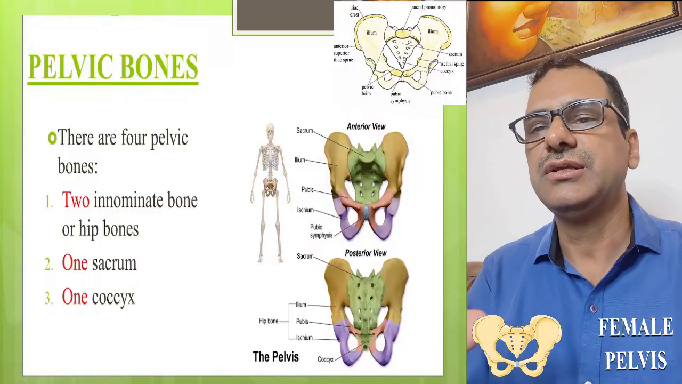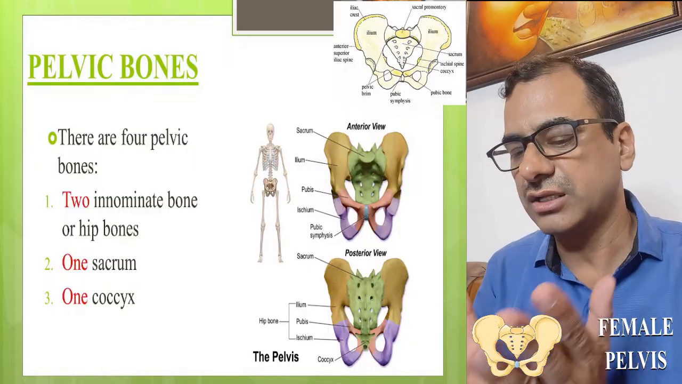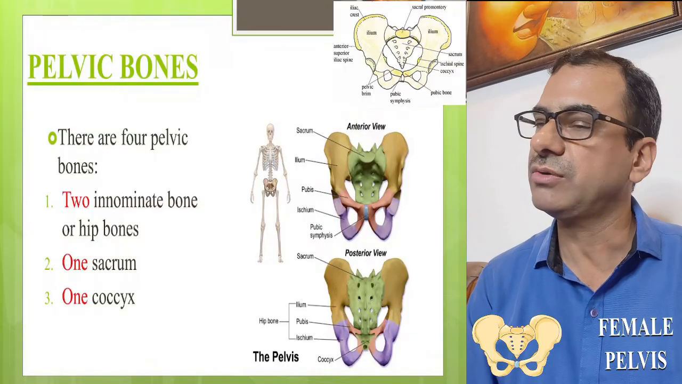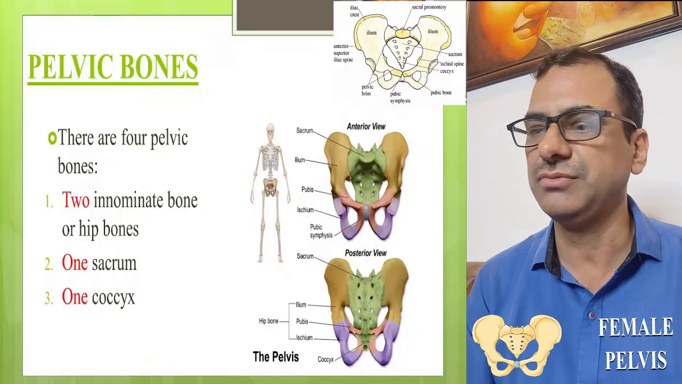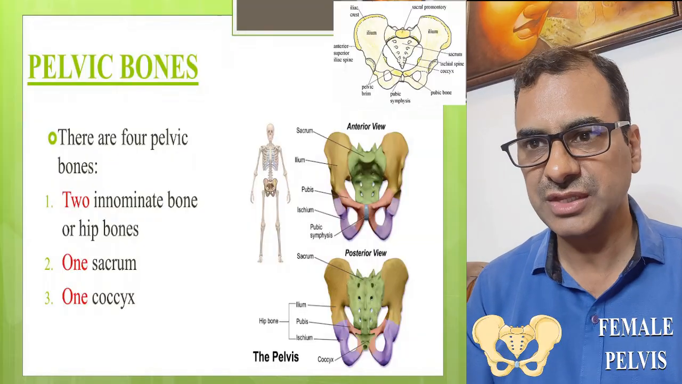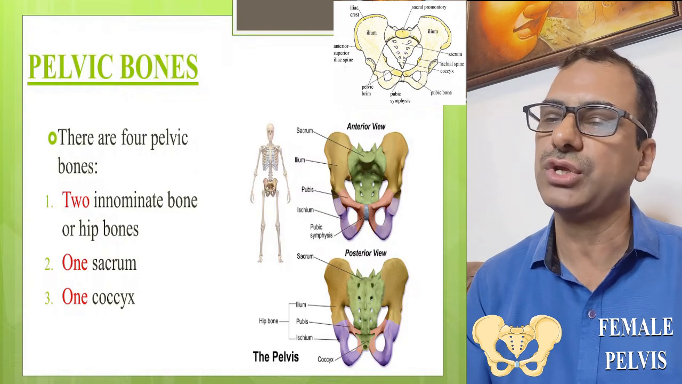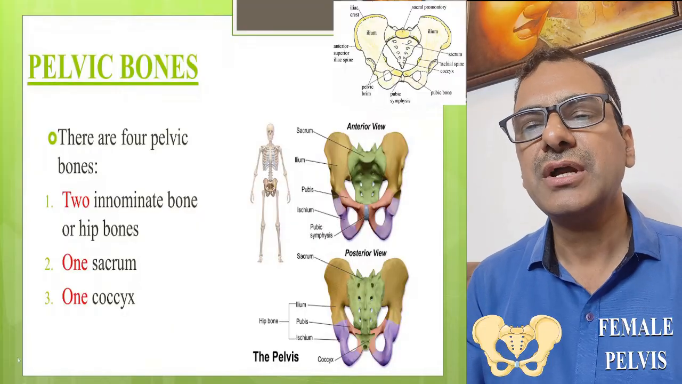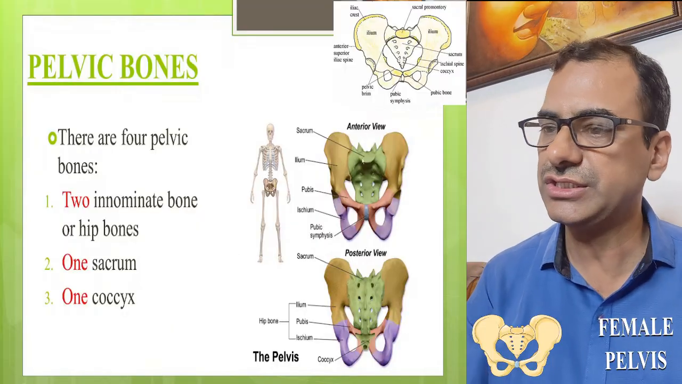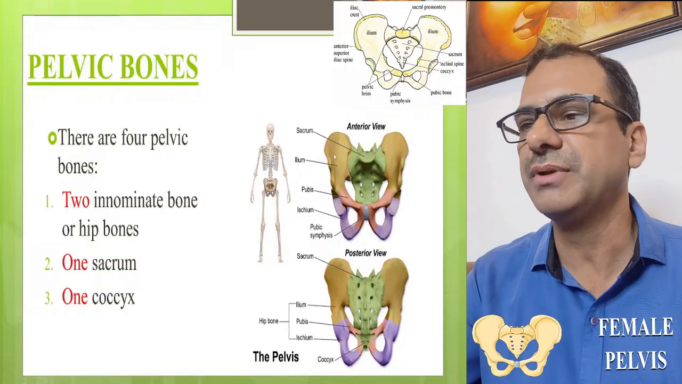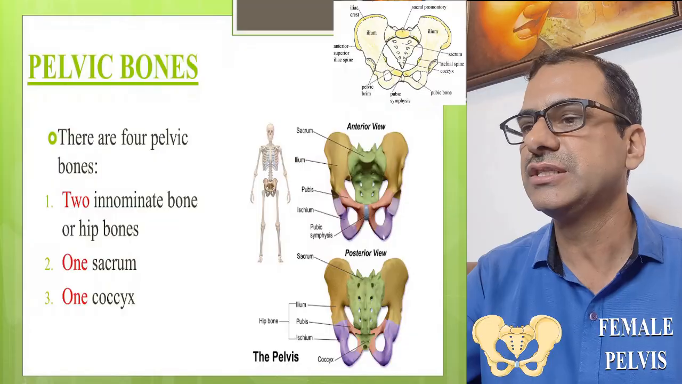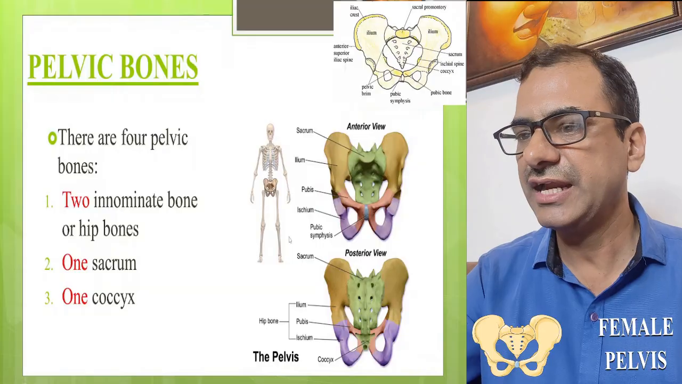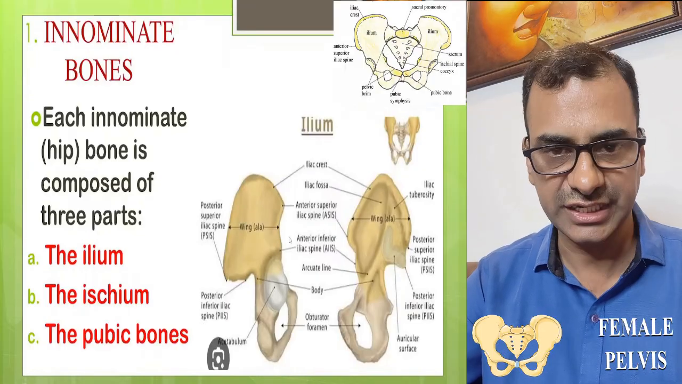Now anatomically we will discuss what are the bones which form the pelvis. Basically 4 pelvic bones take part in making the pelvis. These are 2 innominate bones or hip bones, which we have already discussed in previous classes of anatomy, one sacrum and one coccyx. So these 4 bones form the pelvis. Here you can see in this picture also. This is the sacrum, these are the 2 hip bones and one coccyx just below the sacrum.